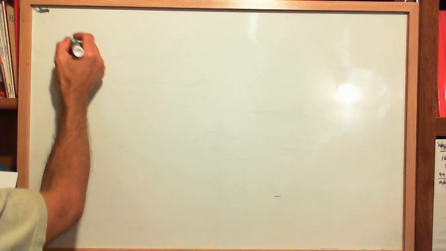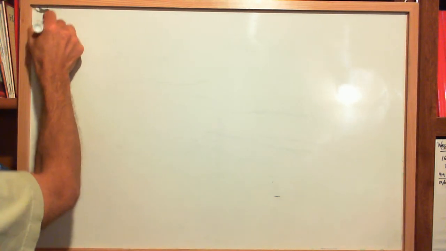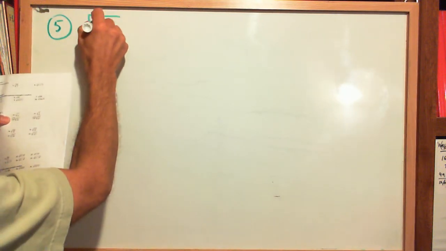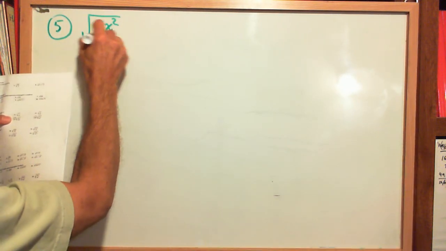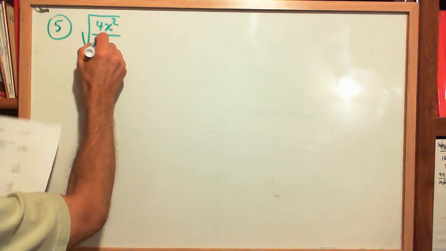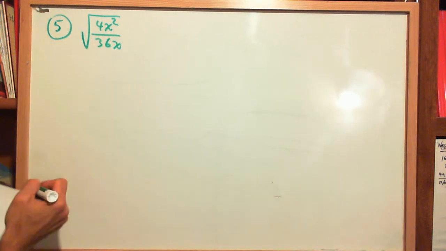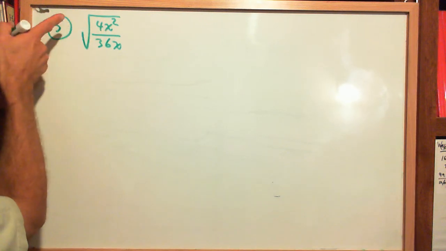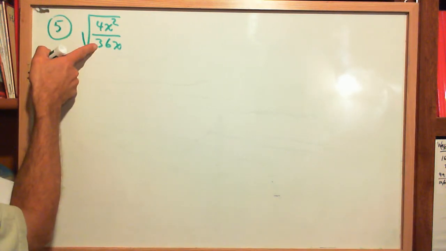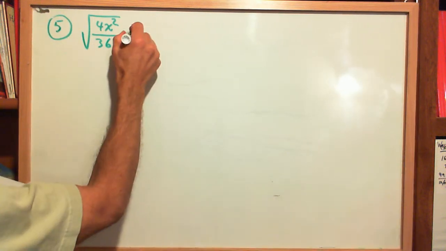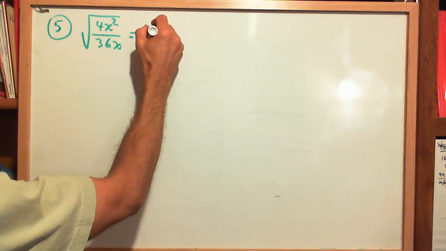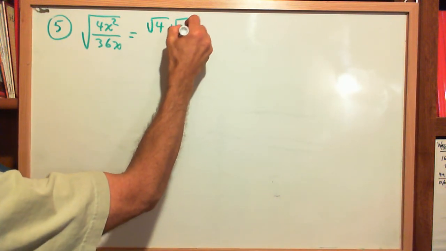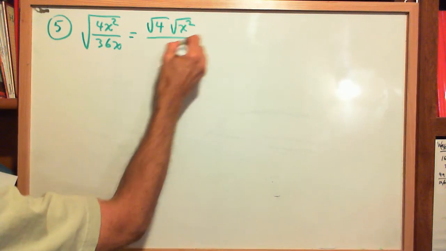I think they were numbers 5 and 6. Pretty sure it was number 5. It was something like the square root of 4x squared over 36x. And I asked myself, is 4 a perfect square? Yes. Is x squared a perfect square? Yes. Is 36 a perfect square? Yes. Is x? No. Since there are so many perfect squares, I'm going to go ahead and separate them, because that will simplify things immensely, right?